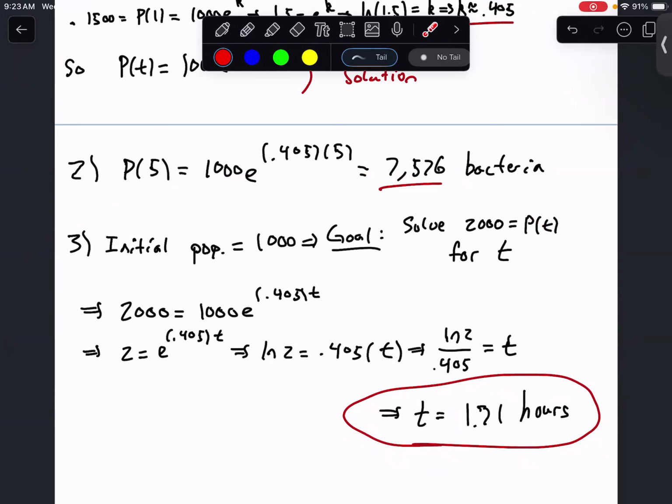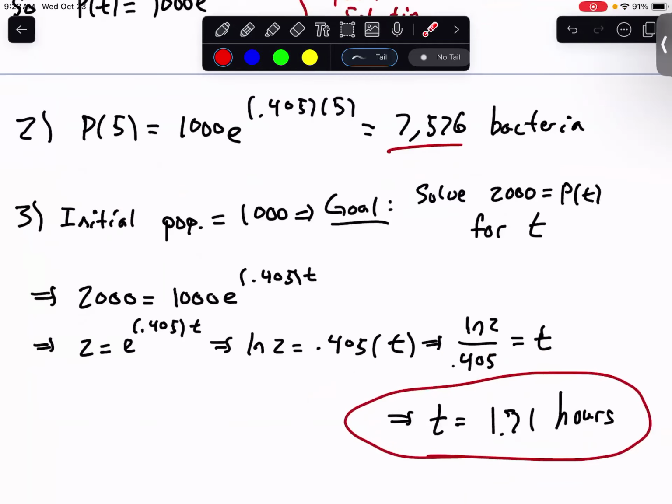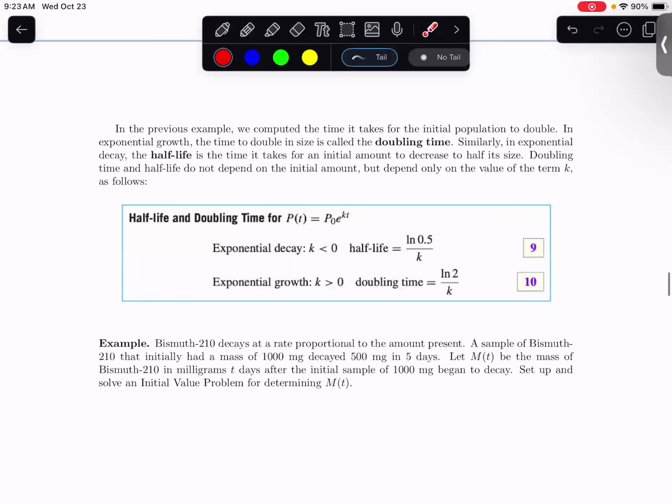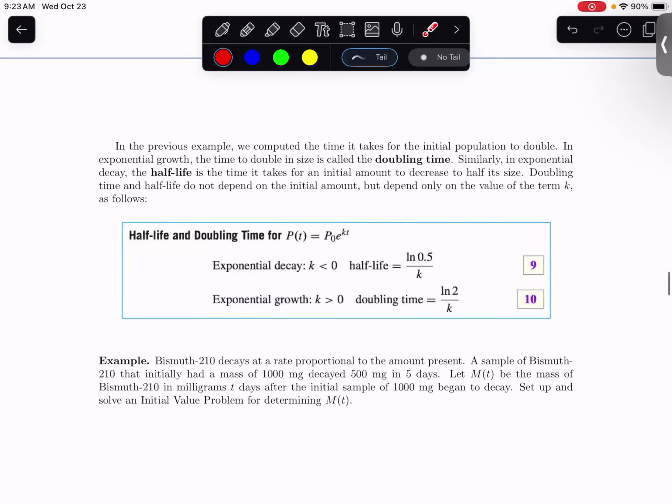Okay, so you can always derive what the doubling time is going to be, but you can also just note that what we just found was that the doubling time is equal to the natural log of 2 over k. Similarly, if we wanted to find the half-life, maybe I should define what these terms actually mean. I'm getting ahead of myself. In the previous example, we computed the time it takes for the initial population to double. In exponential growth, the time to double in size is called the doubling time. So we just computed the doubling time. Similarly, in exponential decay, the half-life is the time it takes for an initial amount to decrease to half its size.